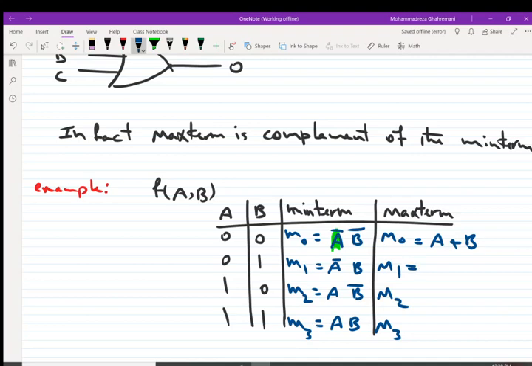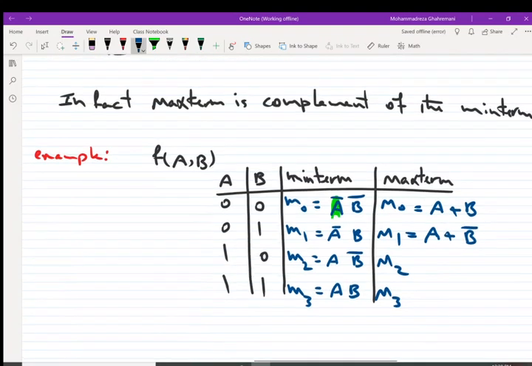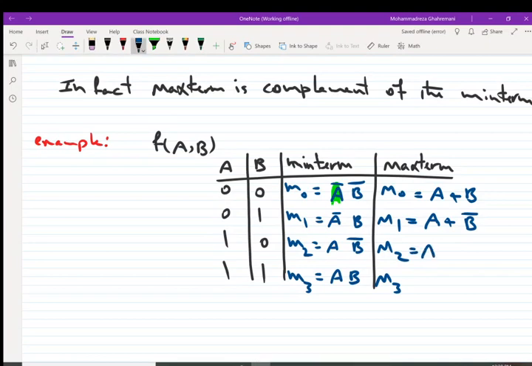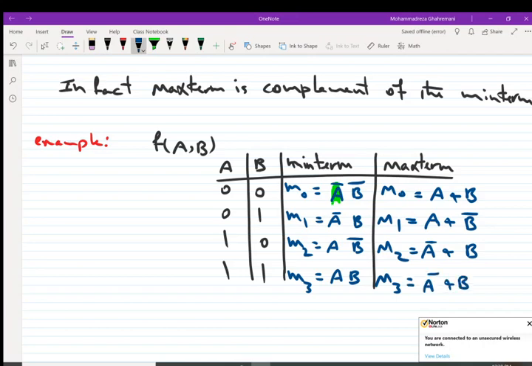M1, A is 0, so we keep A for the max term. B is 1, we complement B. A is 1, we complement A plus B. And finally, both of them are 1, so we should write them in the form of complement. Okay, so this one is the minterm and max term of this function.